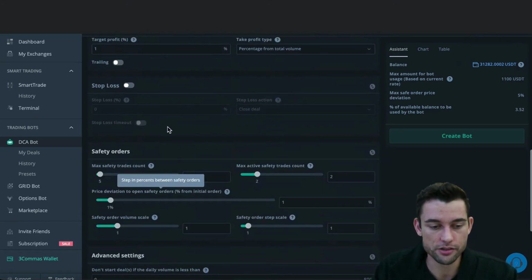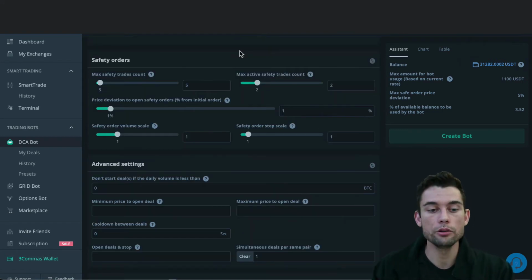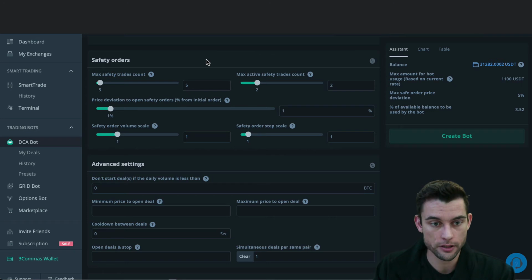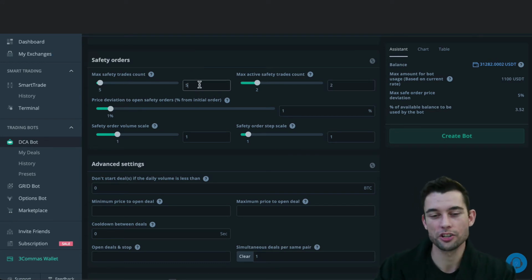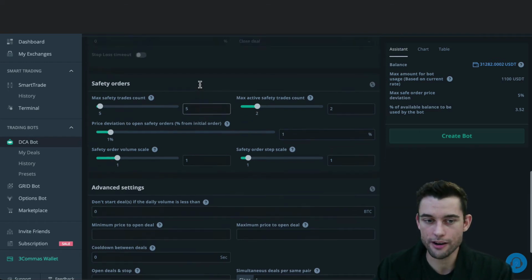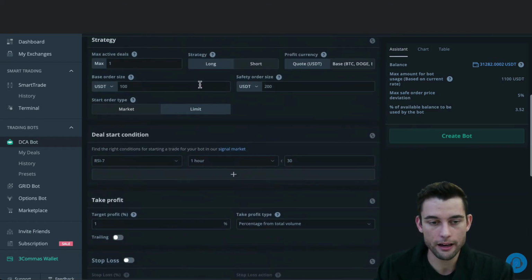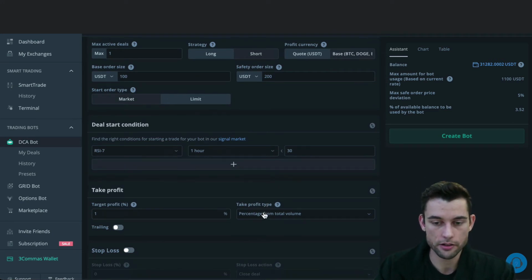So now let's go into the safety orders. By now, you should know what safety orders are because you should have watched the first 2 videos first. But just as a recap, the safety orders are how your bot dollar cost averages into the cryptocurrency if the price continues to fall. So right now we have a max safety trades count of 5. How you determine this is based off of the strategy. So right now we have the RSI 7 on the 1 hour chart and it's under 30.